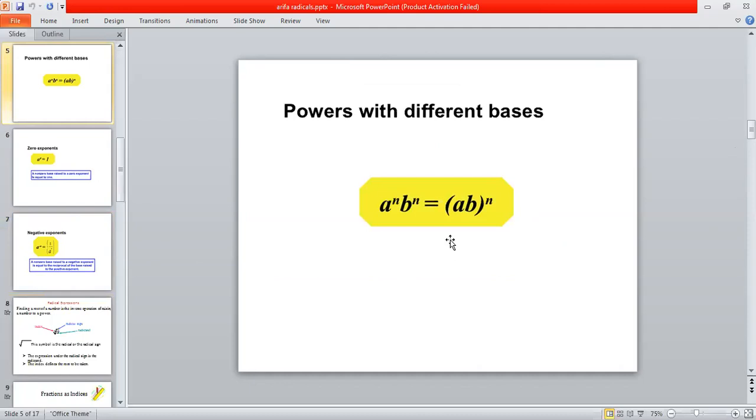Power with different bases. That is a to the power n, b to the power n, it is equal to ab whole power n. If the bases are different but their powers are the same, then multiply the different bases with the same whole power n.